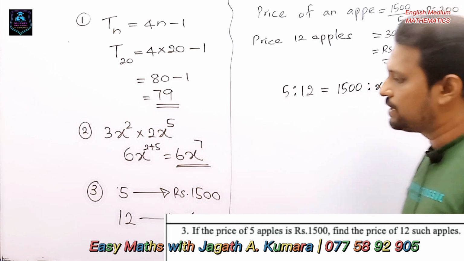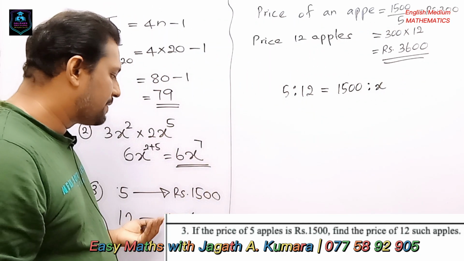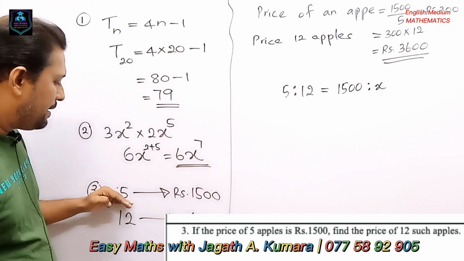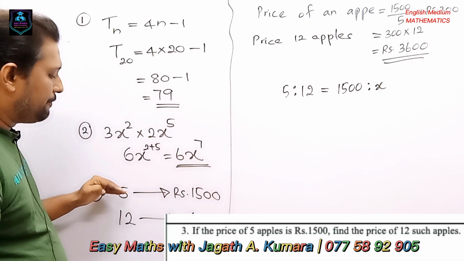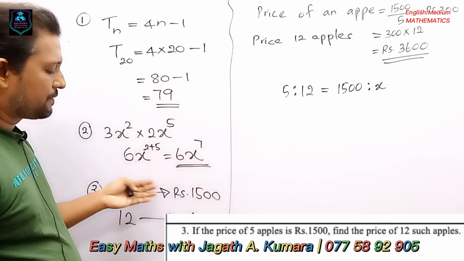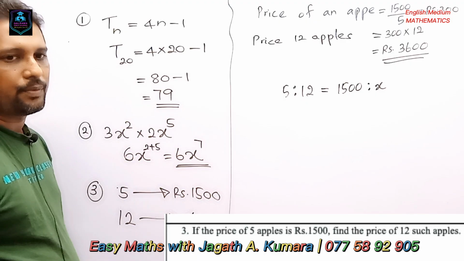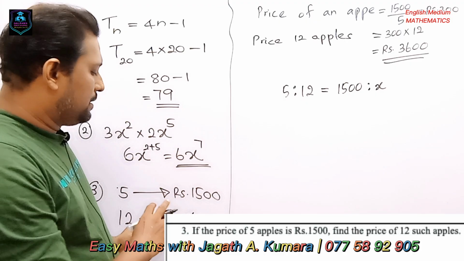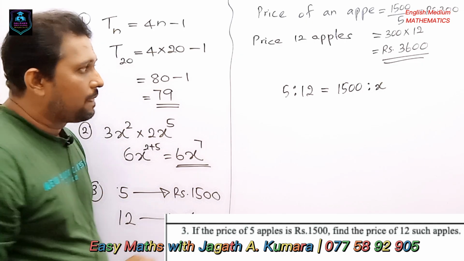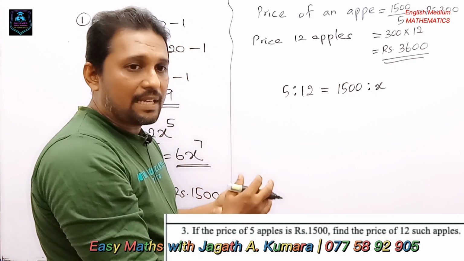By using the definition, you can write this relationship, because this is a direct proportion question. Now, what does direct proportion mean? When one quantity's value increases, the other quantity's value should also increase. When one quantity's value decreases, the other quantity's value should also decrease, right? Those proportions are known as direct proportions. Then we can write these ratios as a fraction, right?